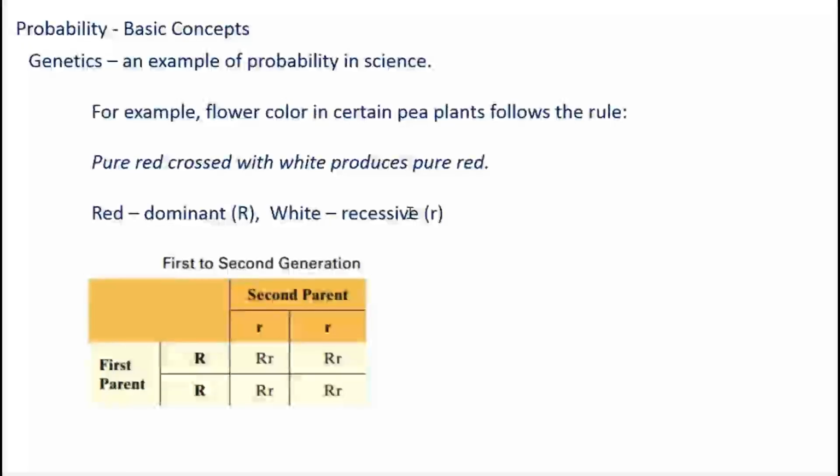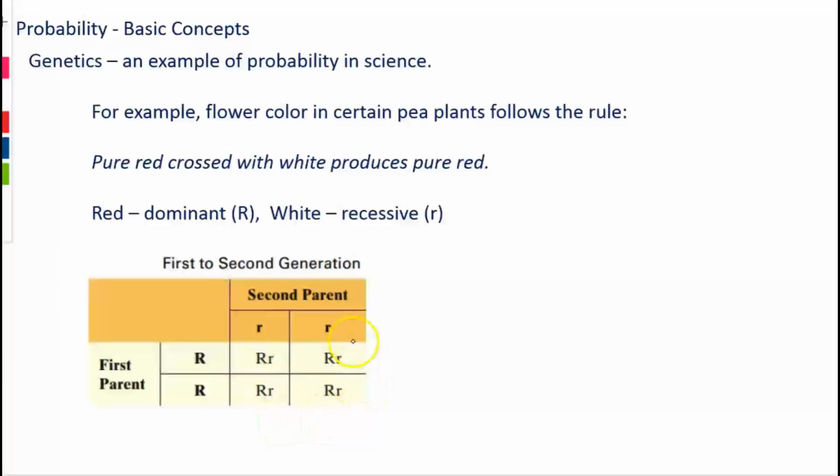Look at this. So you have the first parent on the side, and the first parent is going to give 2 genes, and the second parent is going to also give 2 genes. Remember, the capital R represented red, and then the lowercase r represented white. Now, when you put them together, the capital R red paired up with the R from the second parent, you get a capital R little r, and then here you get a capital R little r again, and then here you get a capital R little r again, and then you get a capital R little r.